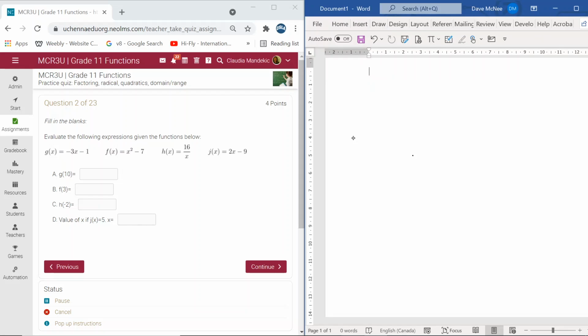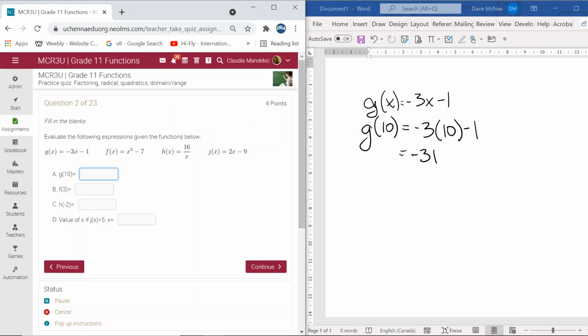Evaluate the following expressions. g of 10 should be pretty straightforward. I look at my g function, g of x is equal to negative 3x minus 1. Then g of 10 will be negative 3 times 10 minus 1, which is negative 30 minus 1, so negative 31. Similarly, for f of 3, I plug 3 into the f function, so it's 3 squared minus 7, which is 9 minus 7, which is 2. And for h of negative 2, I plug negative 2 in for x and get negative 8 as the answer.